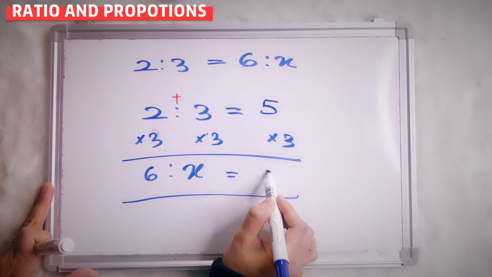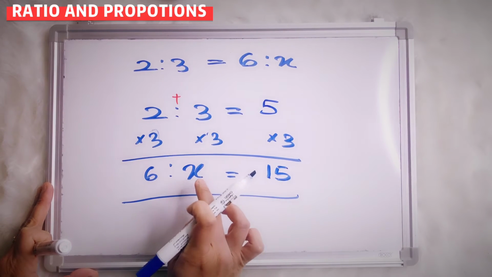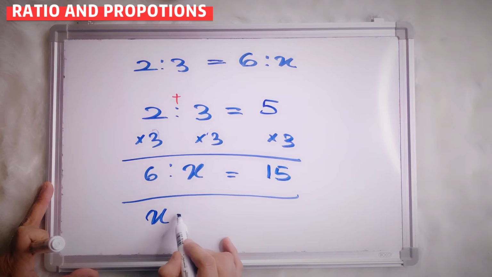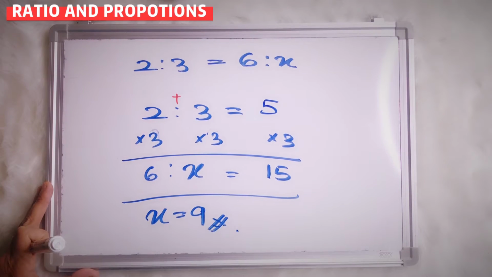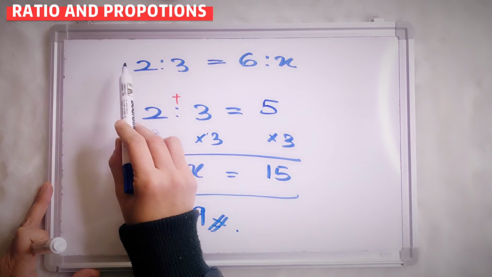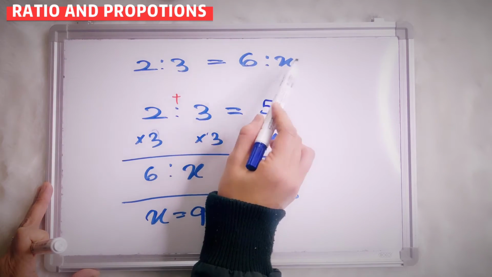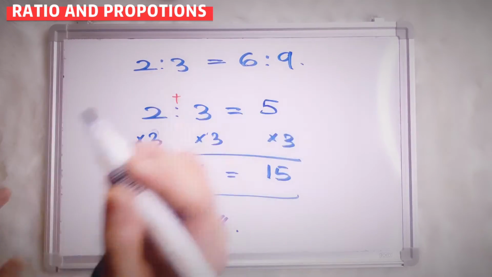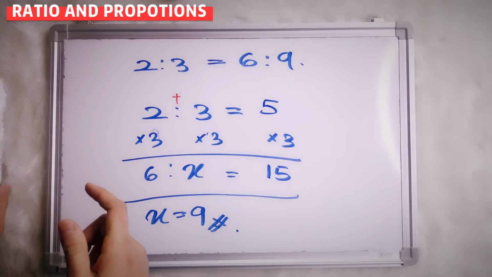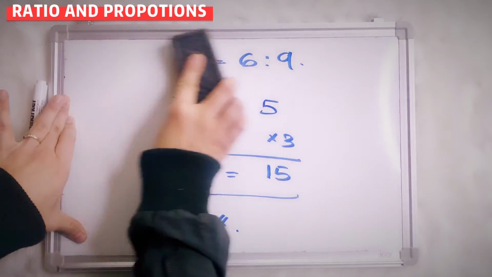So 5 times 3, 15. So what is the value for x? So definitely your x is 3 times 3 is 9. So that means ratio 2 and 3, you will have 6 and 9 here. Alright? Okay. We proceed to the next one.